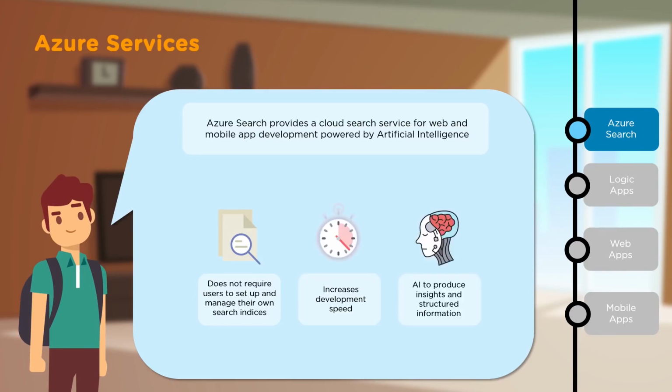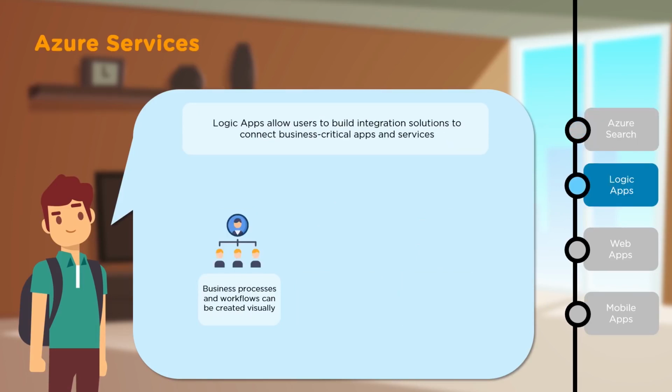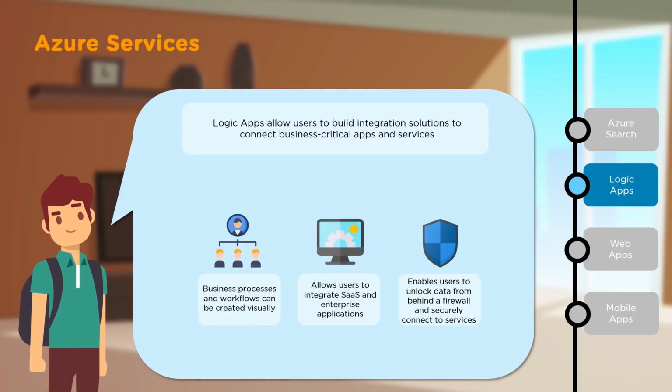The artificial intelligence also will provide insights and structured information that you can use to improve the search. Next, we have Logic Apps. With this, you can create integration solutions which can connect applications that are important to your business. You can visually create business processes and workflows. You can integrate SaaS, or software as a service, applications and enterprise applications. And more importantly, it allows you to unlock data within a firewall and securely connect to services.